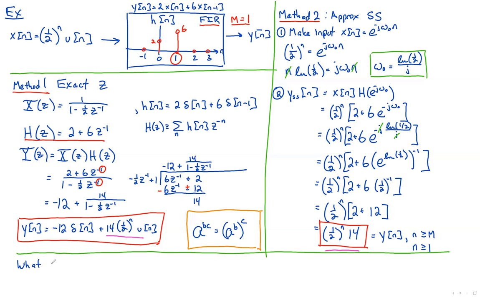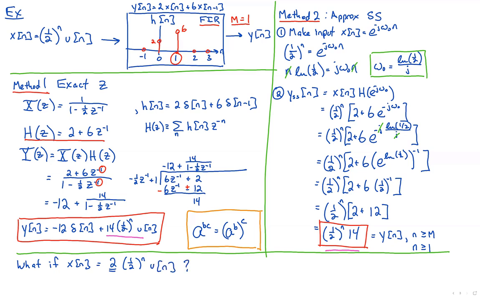Just a quick thought question. What would happen if the input was equal to 2 times 1/2 to the n, u of n? Think about that for a moment.